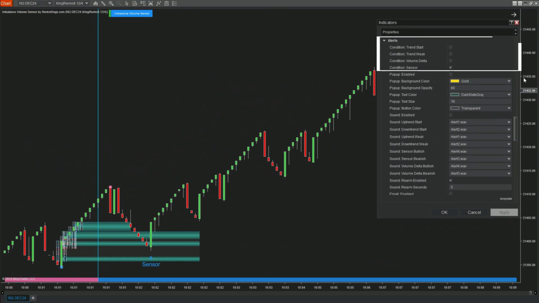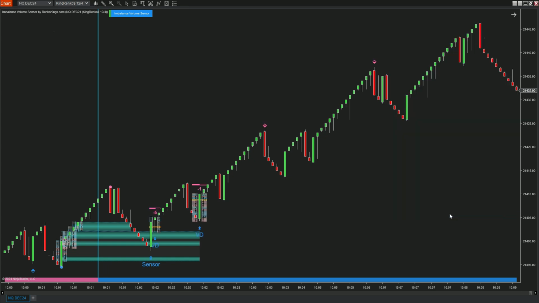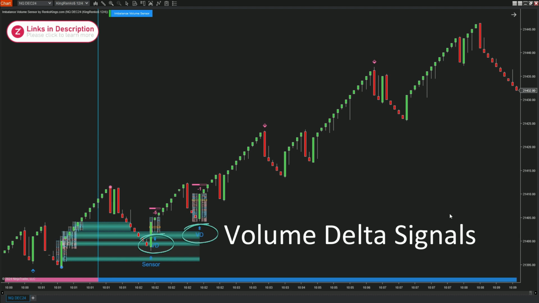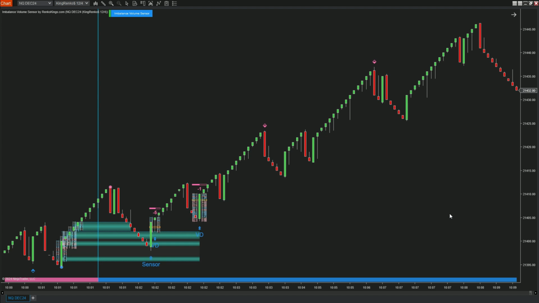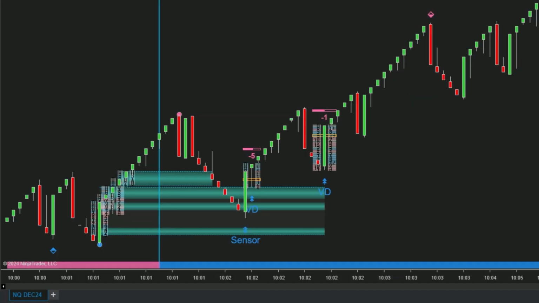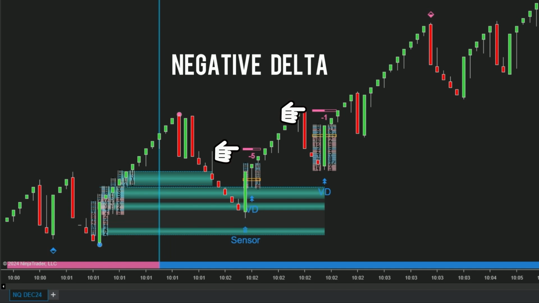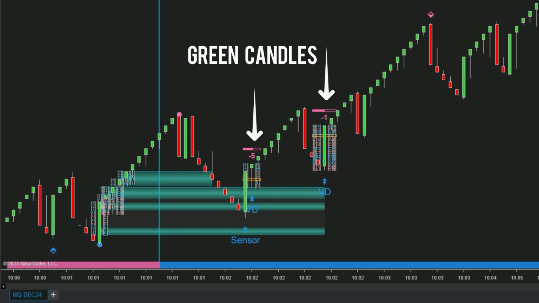The imbalance volume sensor doesn't just provide analysis signals based on order flow. In cases where the market is moving significantly, it also generates signals by analyzing volume delta through two specific signals: volume delta and trend weak. Let's first explore the volume delta signal in this uptrend. We'll zoom in so you can clearly see the details of this signal. When you observe the candles, you'll notice that the volume delta signal occurs when the delta is negative, yet the candle is still green.